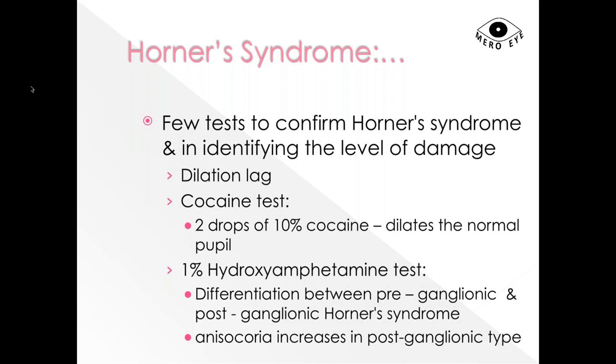So if we put 10% cocaine, it causes the normal pupil to dilate. But in cases of Horner's pupil, there will be either no dilatation or very little dilatation compared to the normal pupil. Then 1% hydroxyamphetamine is further tested to find out the level of involvement. If there is anisocoria, if there is dilatation, then it means that it's a preganglionic lesion. But if there is no dilatation, that means that it is a postganglionic lesion. So hydroxyamphetamine can further help us to determine the level of the Horner's syndrome.